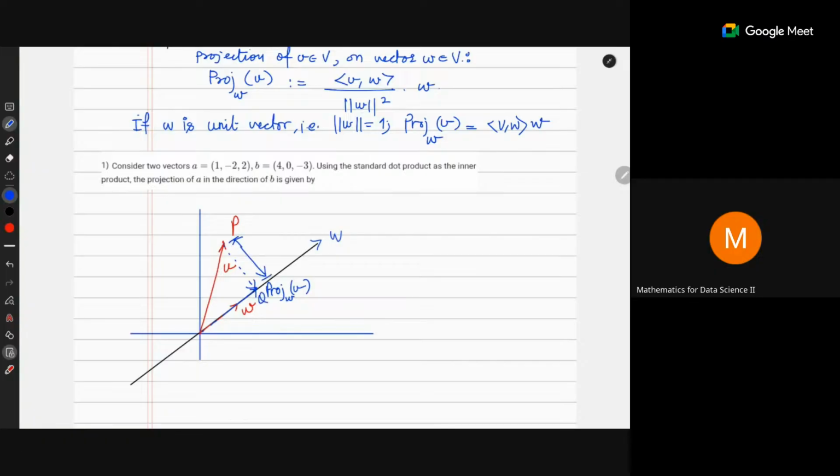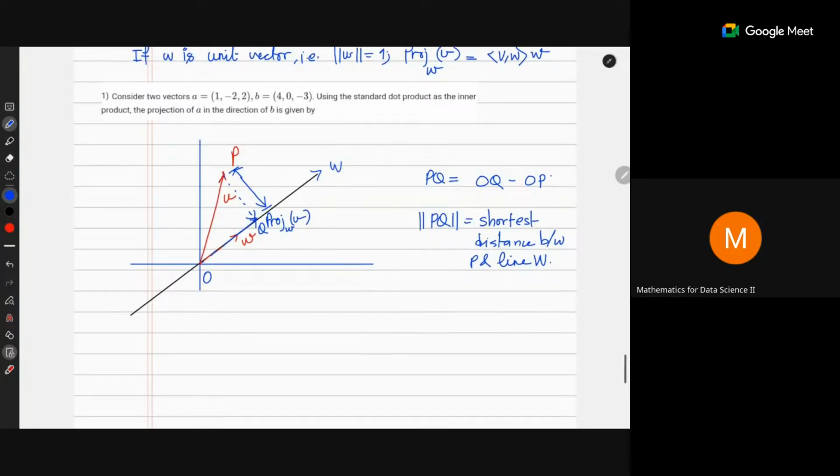Let's call the origin O. Now if you look at this triangle, what is PQ? PQ is OQ minus OP. You know this vector, this is the projection. You know this vector, this is V. Then you can find the distance, which is going to be the norm. This will be the shortest distance between P and the line W.